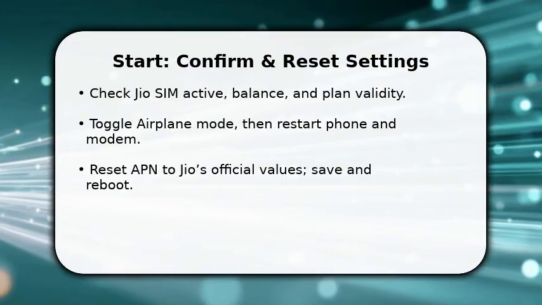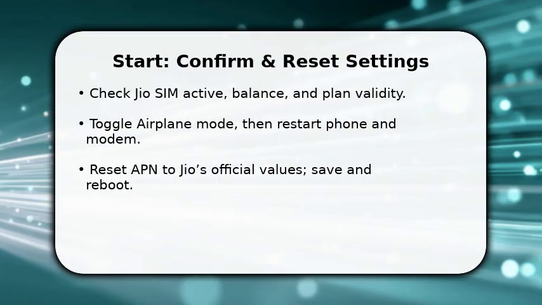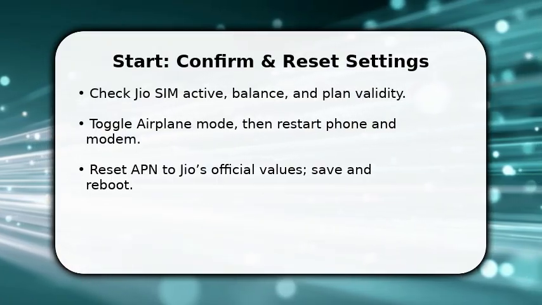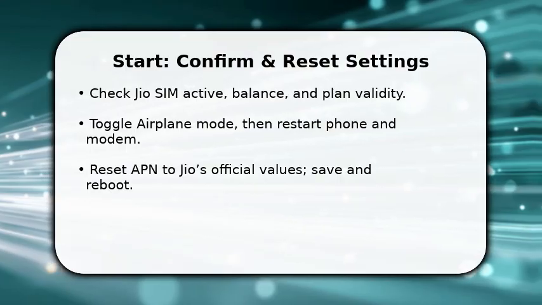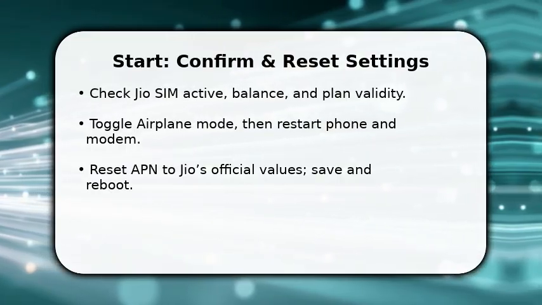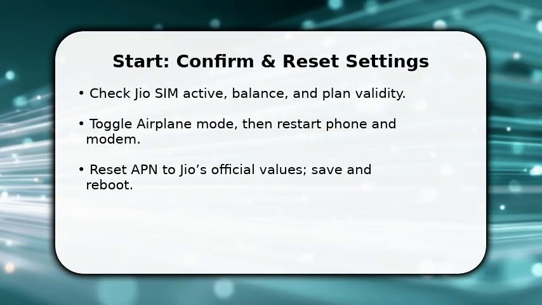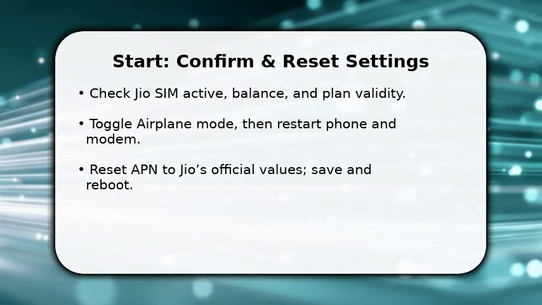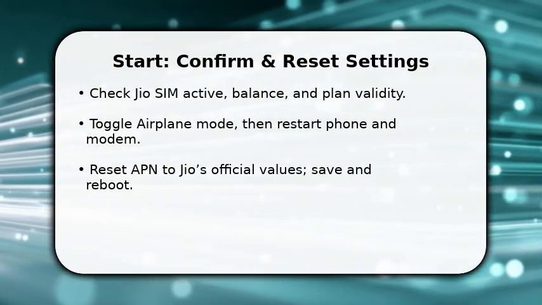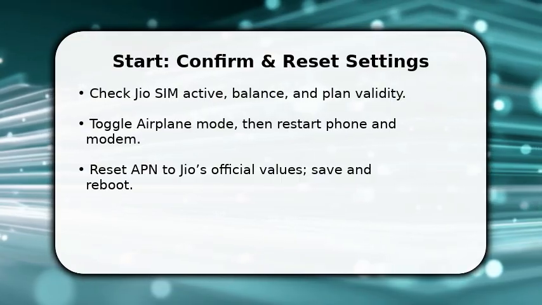You begin by confirming the obvious essentials so you don't chase ghosts. Verify your Jio SIM shows active service and your plan/data balance is valid. Once confirmed, toggle airplane mode for 10 seconds, then restart the phone and the router. This forces a fresh network registration.